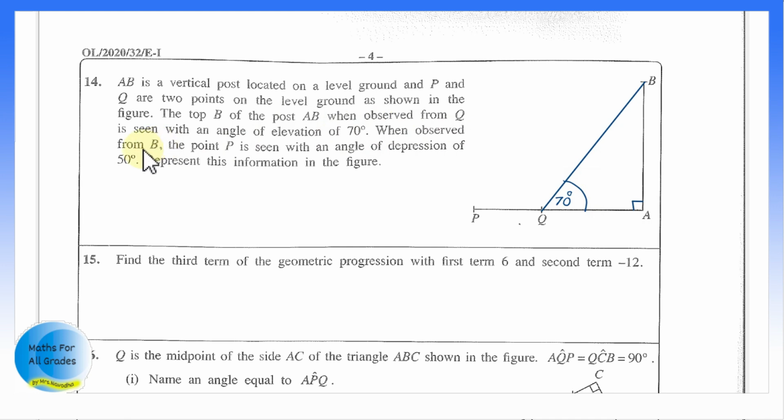When observed from B, now the observer is here at the point B. The point P is seen with an angle of depression of 50 degrees. Now let's connect B and P points and let's draw a horizontal line from here. So angle of depression is 50 degrees. That means this angle is 50 degrees. Represent this information in the figure. We already did that and this is the answer.